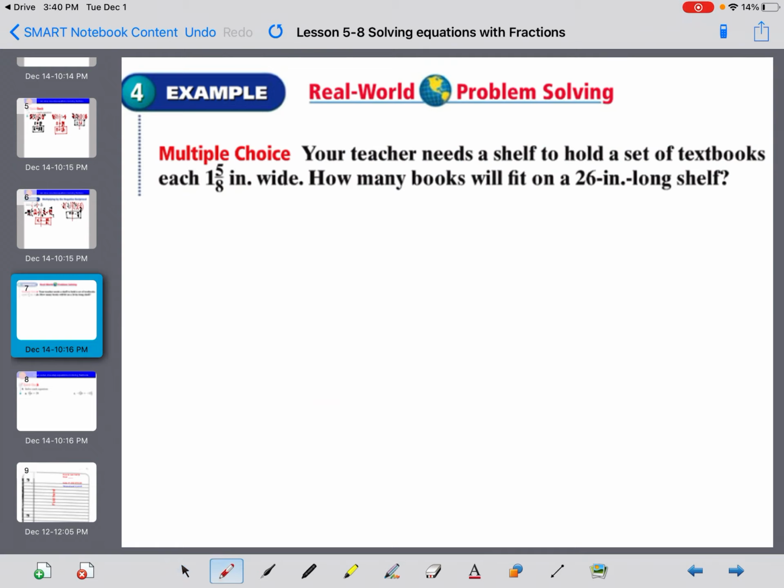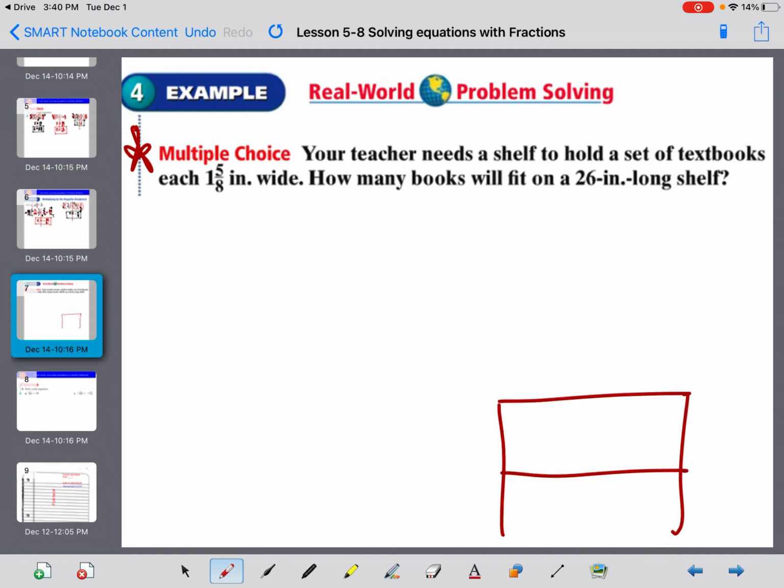Now, make sure you put a star by this one. There's one very similar to this on your quiz. Your teacher needs a shelf to hold a set of textbooks. Now think about this. If this is a shelf, and then your teacher wants to put textbooks in here. Now the textbooks, unlike mine, are all the exact same textbooks. And so they're 1 5/8 inch wide.